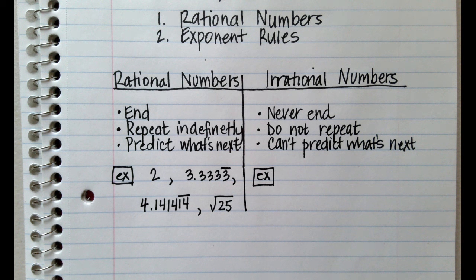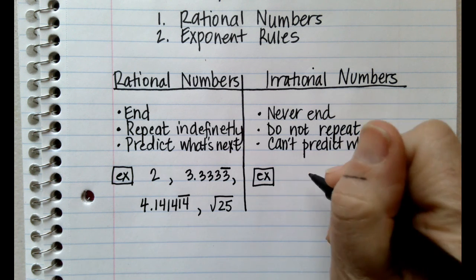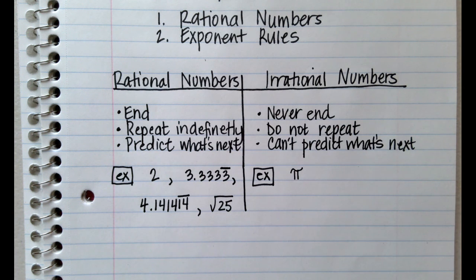Irrational is going to be opposite types of examples. So you guys have seen pi. That's an example of an irrational number. That goes on and on and on forever. There isn't a pattern to the numbers that are coming next, right? We've just memorized a short section, but it goes on and on forever. So pi would be an example.